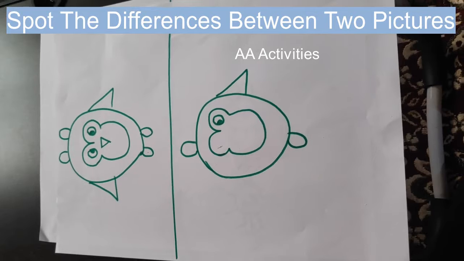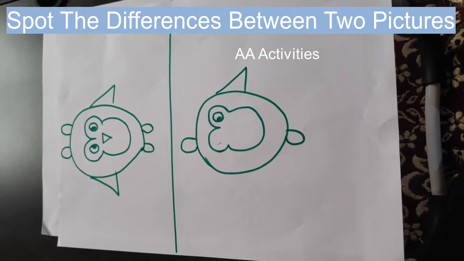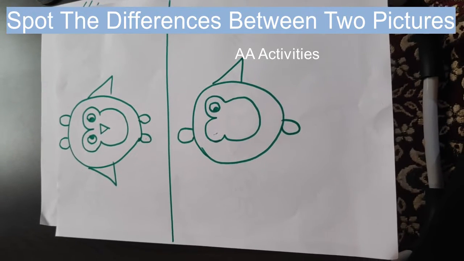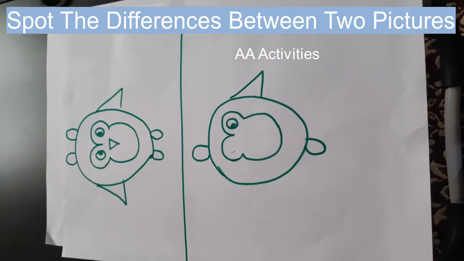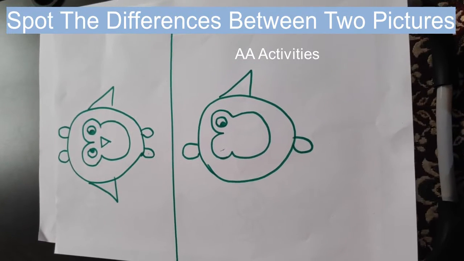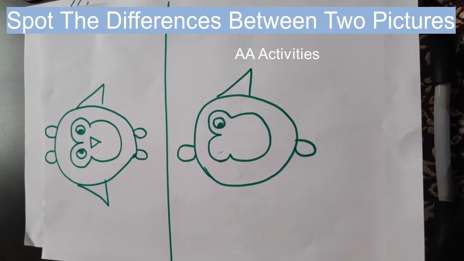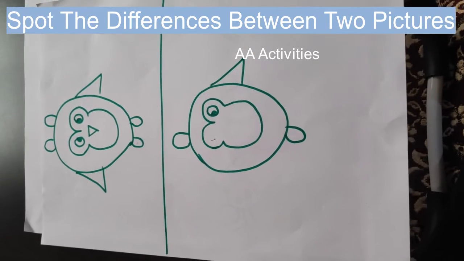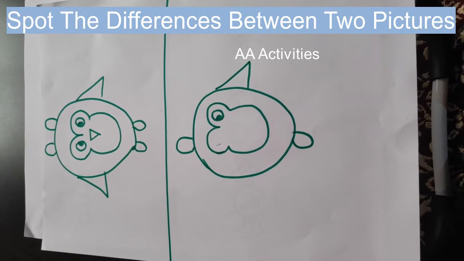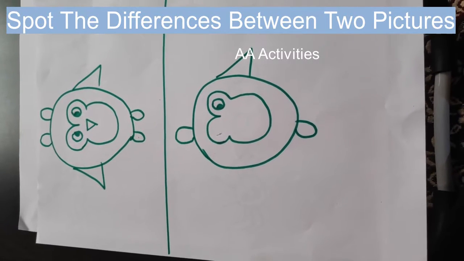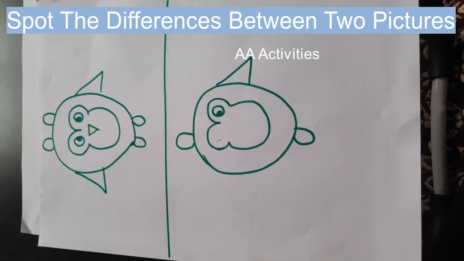Today we are learning the most powerful game for the brain, which is spot the differences between two pictures. The benefit of doing this activity is that when you identify the objects you see, you exercise your occipital lobe, which is the visual processing center in your brain.